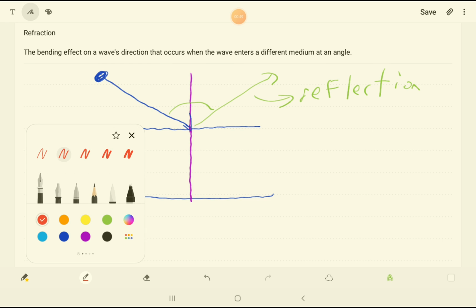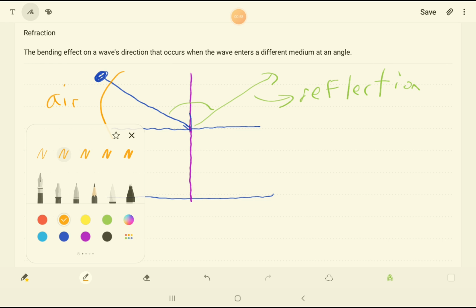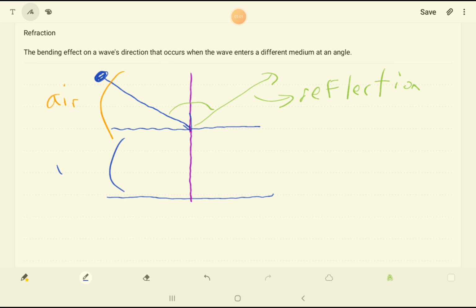However, for the refracted wave, let's assume that the layer up top is the medium of air, and then over here is water. These are two different mediums with two different refractive indexes. So what's going to happen is, if you shine your light ray directly into the water, then instead of being reflected, the water is going to bend it downwards at a different angle. And it would probably be a bit more noticeable, so it would be something like this.